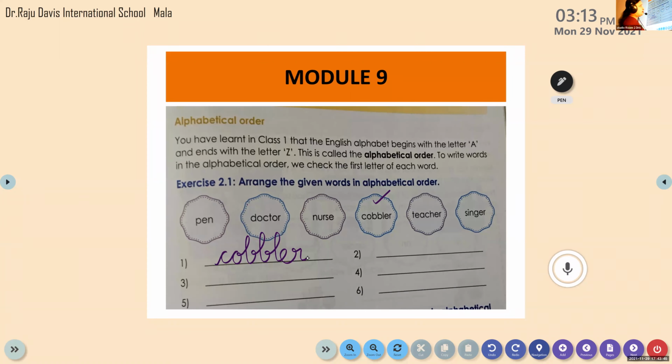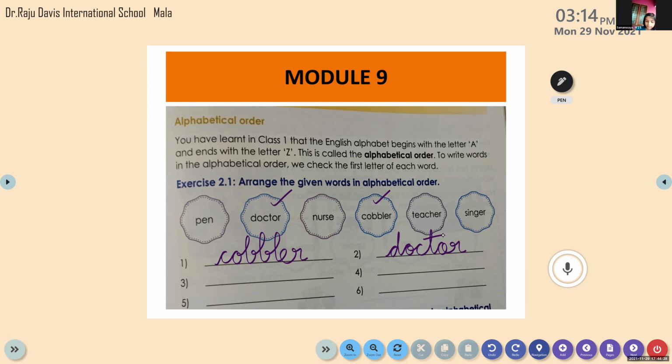Okay, Samanvaya, which word will come next? Doctor. Very good. Spelling? D-O-C-T-O-R. My dear students, pay attention. The first one is to be written on this blank and the second one is to be written in front of it. See, the number 2 is on the other side. Don't write one below the other. Okay, thank you, Samanvaya.